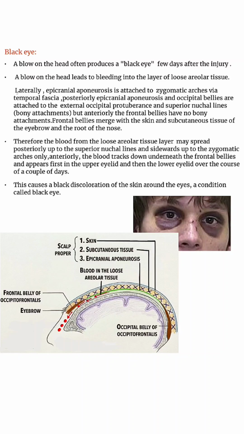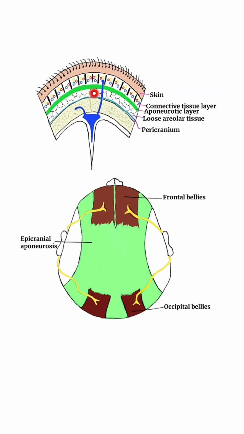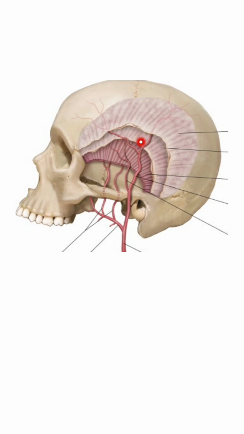Laterally, epicranial aponeurosis is attached to temporal lines. Via the temporal fascia, it is attached to zygomatic arches. There is temporal muscle, and over the temporal muscle there is temporal fascia. The temporal fascia is attached to zygomatic arch. So laterally, the epicranial aponeurosis via the temporal fascia is attached to zygomatic arches.